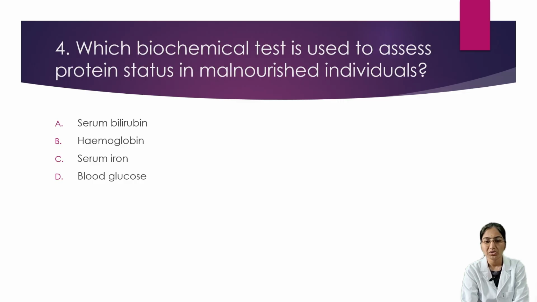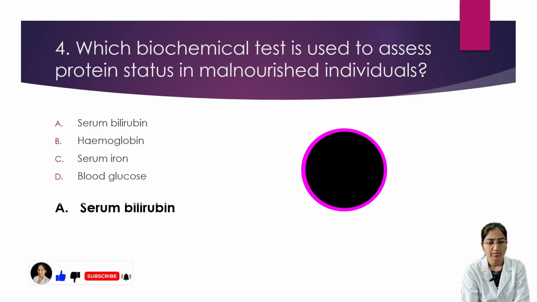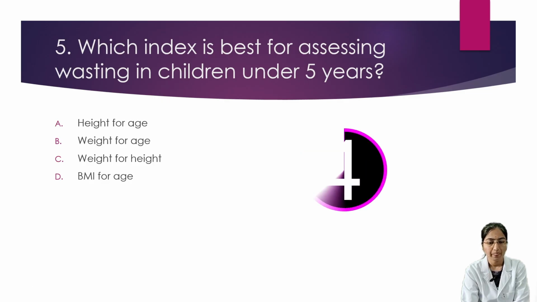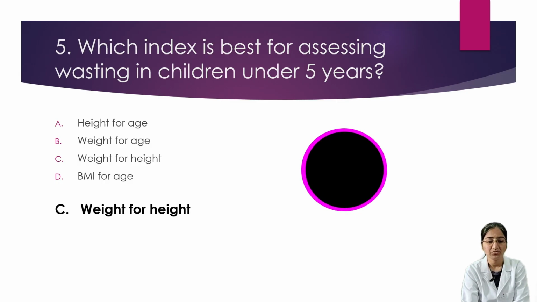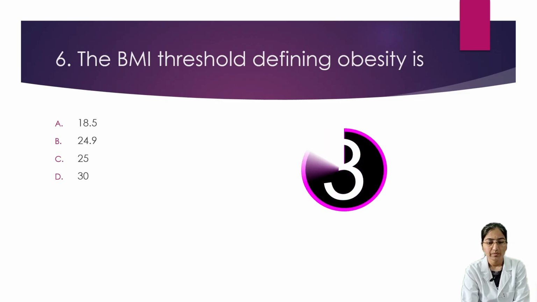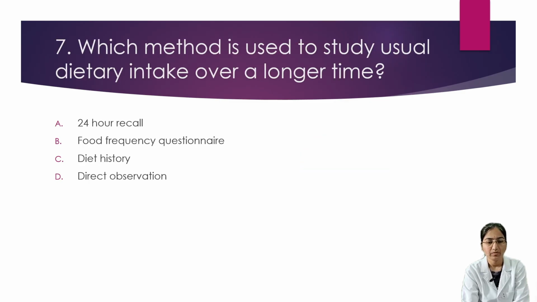Which biochemical test is used to assess protein status in malnourished individuals? Serum bilirubin. Which index is best for assessing wasting in children under 5 years? Right option is C, that is weight for height. The body mass index threshold defining obesity is? Option D, 30.